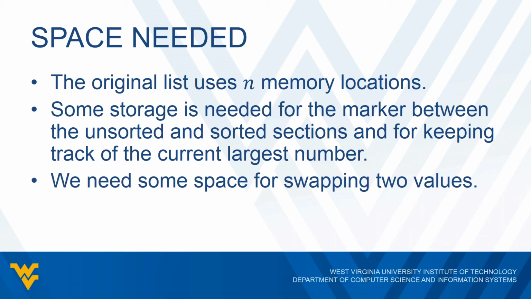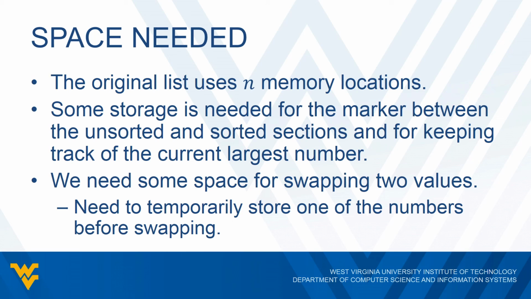We also need some space for swapping two values, because we said before that we're going to have to do some swapping. In order to do this properly, that means we need to temporarily store one of the numbers before we actually swap the values.